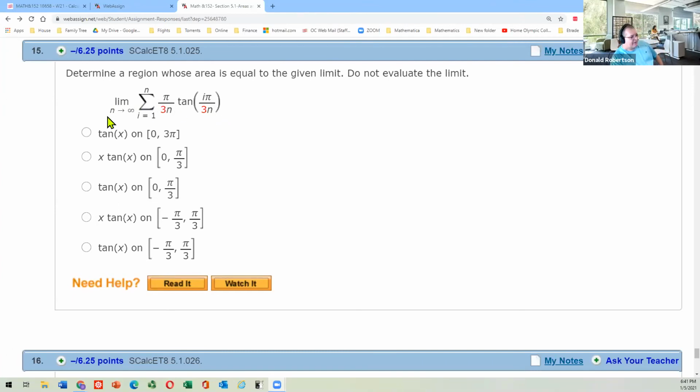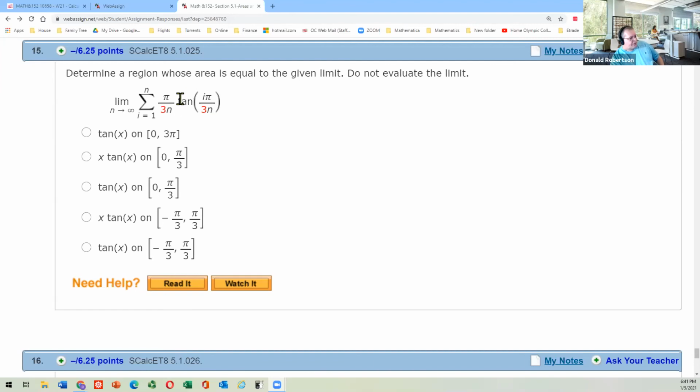That's the guy. One of these is the right function, and one of these matches the right interval. All the clues are there. It's just a little bit harder. Okay.